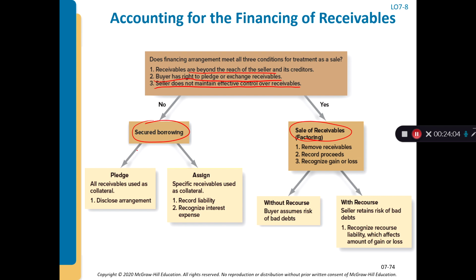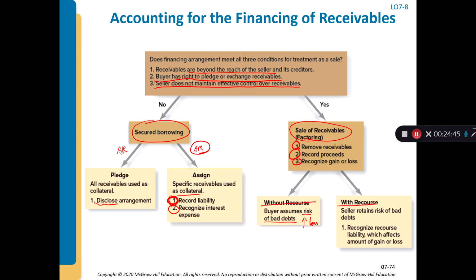And then we talk about if you use accounts receivable as a whole to pledge for certain loans, then you only need to disclose it. If you assign specific accounts receivable to borrowing as collateral, then you do need to record a liability and you recognize the interest expenses, okay? And then in terms of selling receivables, first of all, you have to remove the receivable. You have to record the proceeds and then you have to recognize gains and losses. And there are two conditions. With recourse, that means that you assume the risk of bad debts. Hence you might increase your loss.